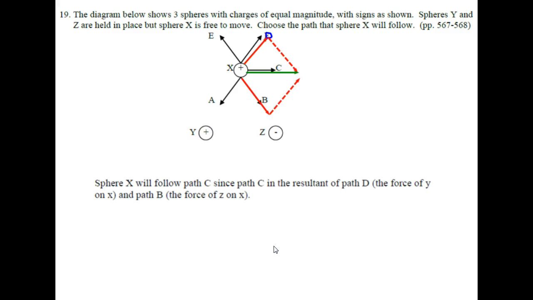More to come in the application of electric fields when we tackle problems 20 and 21 in class tomorrow.